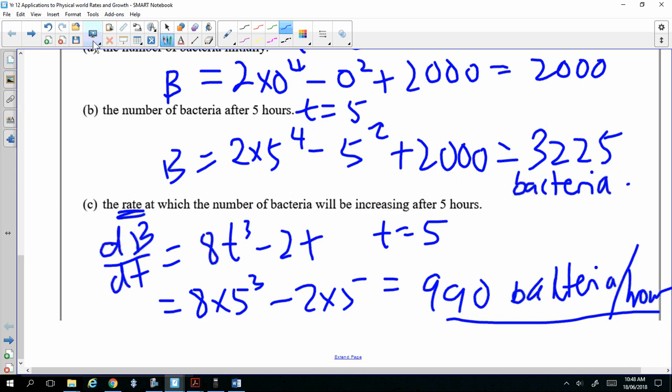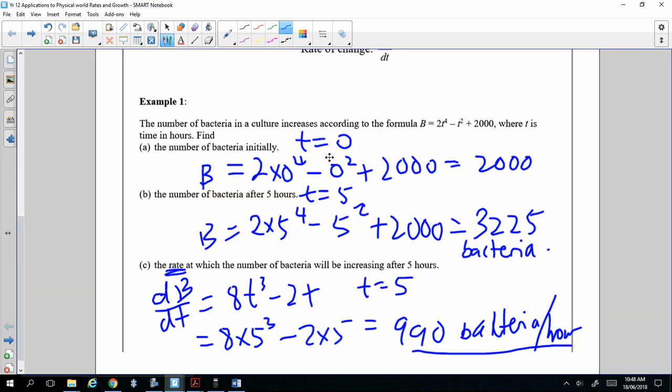Okay, good. So we've done this question. It's pretty easy, this topic. To find rate, you differentiate the quantity. To find quantity from rate, we integrate. We'll look at examples where we have to integrate, but for the next 2 examples, we'll just have to differentiate.